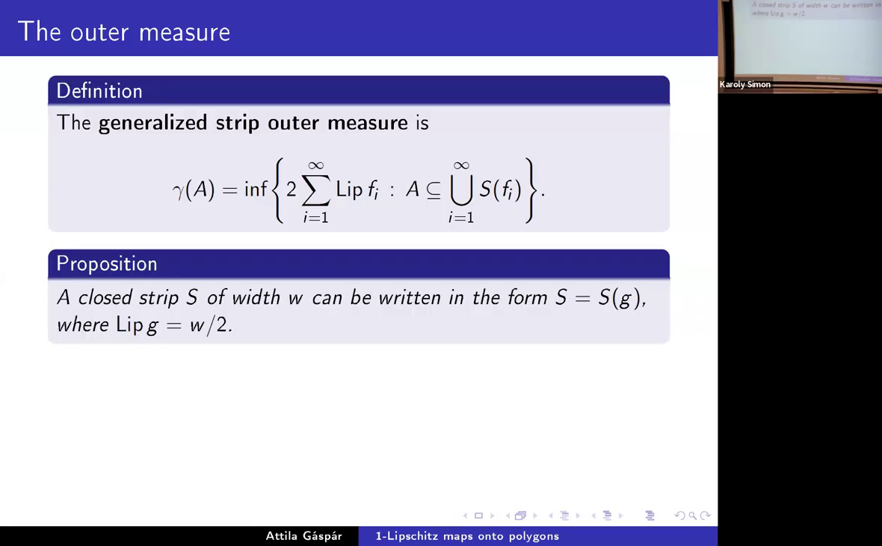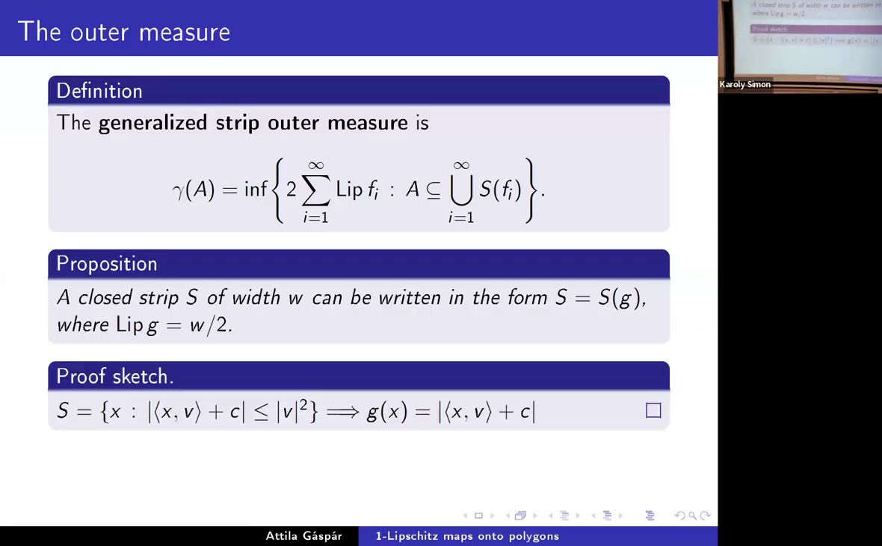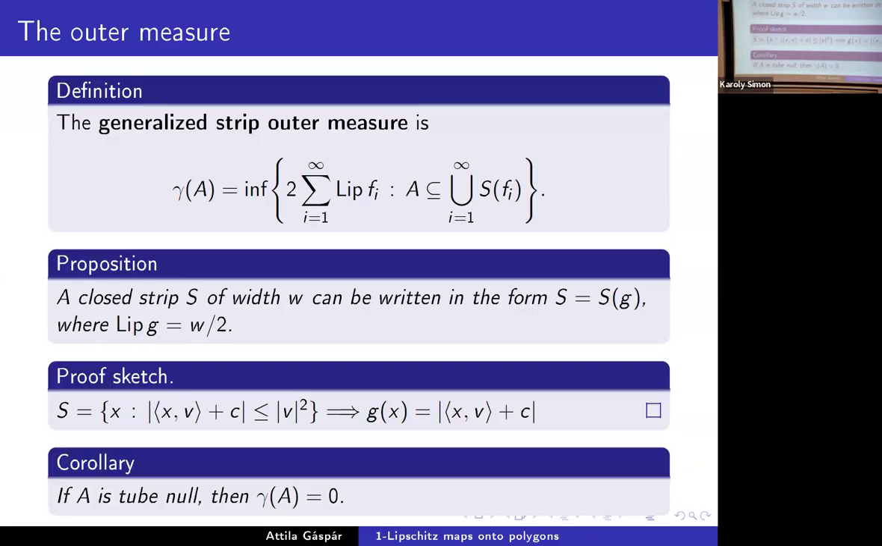The sketch of the proof is the following. We can write S in a specific form. Here, v is a normal vector of S such that its length is W over 2. And then if we write this function g, it is not that difficult to check that we indeed get S back. A corollary of this proposition is that if a set is cube null, then gamma of A is 0, since for a strip, gamma is just the width.